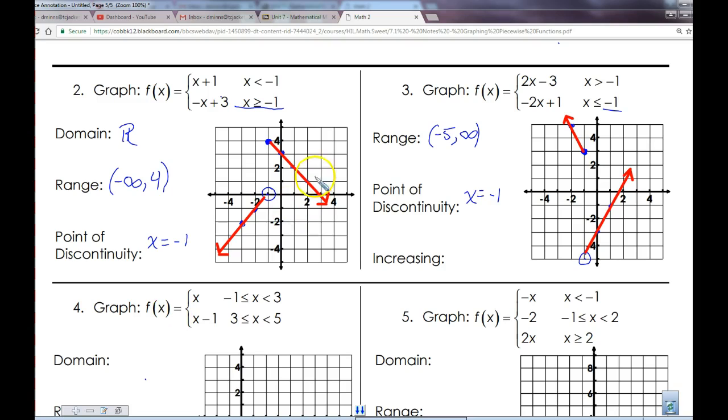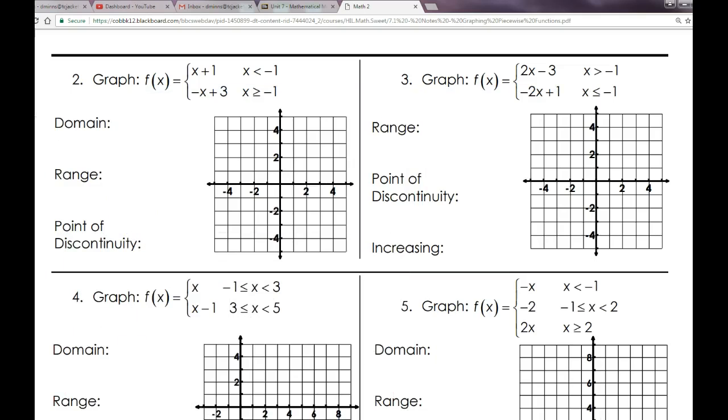The range, I don't know if you got this or not. I don't think you did, but the range is from -5. It starts right here, open circle, up to infinity. We're going up in both directions. Okay, increasing, decreasing. Just like with our rational functions, we're not dealing with increasing and decreasing at this time. So we're going to skip that, and we're going to move on down to problem number 4.